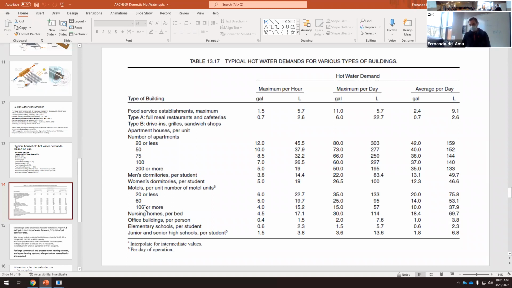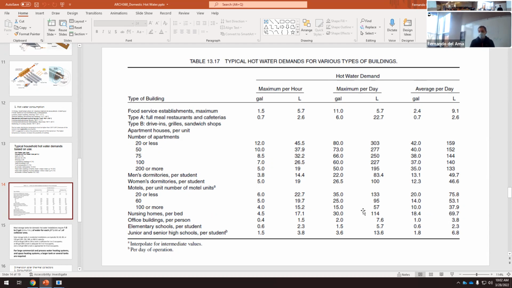And then we have dormitories, nursing homes, office buildings. In office buildings, look at this, we have a gallon per person. Depending on how many people, this is what I would do. Do we use a gallon per person in this building? In educational buildings, junior and senior high school, it's 1.8 per student. Well, this is what we have.